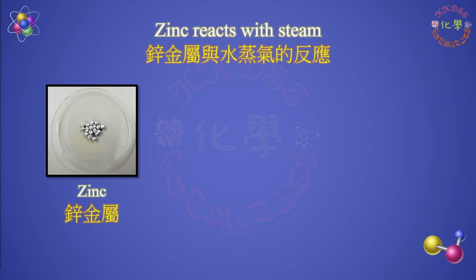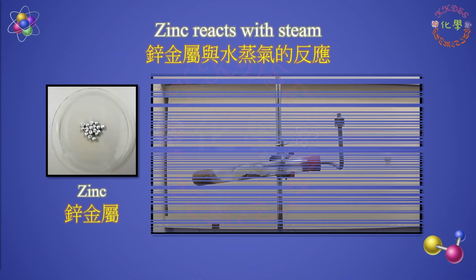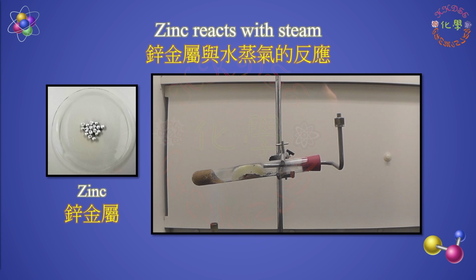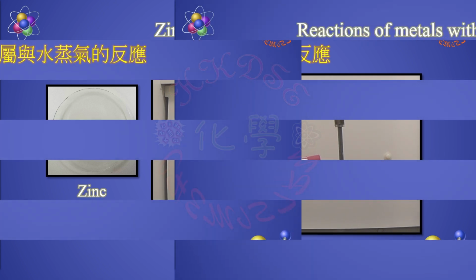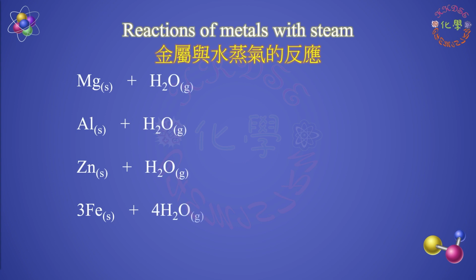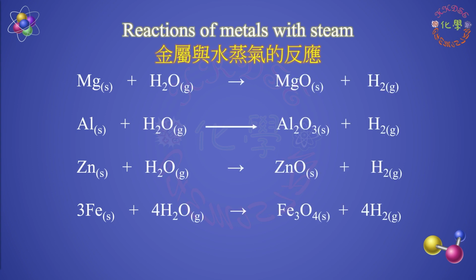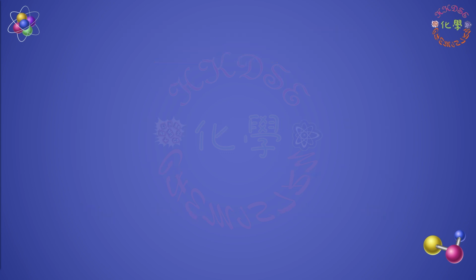Zinc reacts with steam. Magnesium, zinc and iron react with steam. Metal oxide is formed, but aluminium does not seem to react with steam, because aluminium metal is usually covered with a very thin layer of aluminium oxide. The oxide layer protects the metal from reaction.